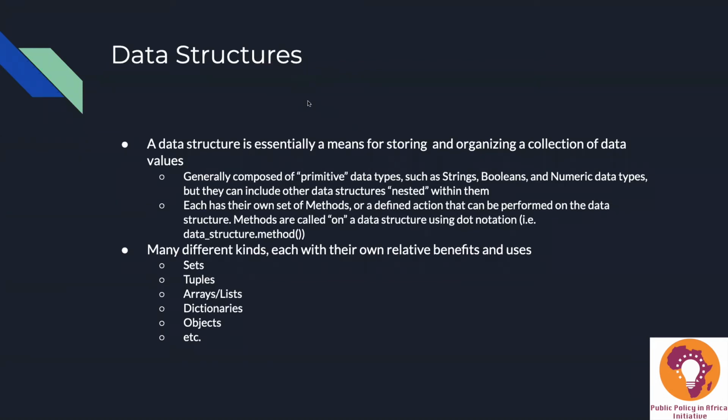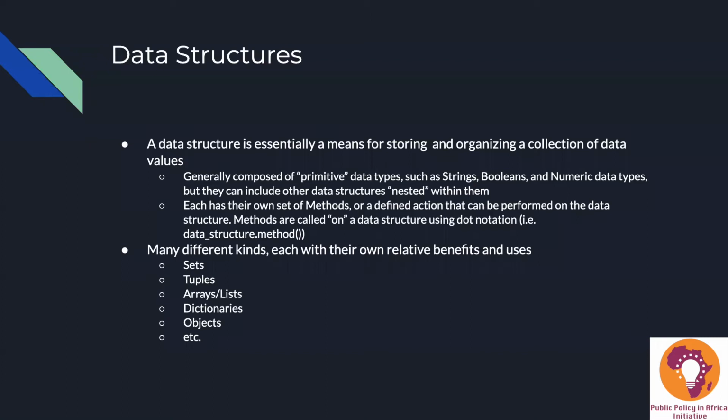All right, so just a real quick recap of what data structures are. A data structure is essentially a means for storing and organizing a collection of data values. They're generally composed of primitive data types such as strings, booleans, and numeric data types, but they can include other data structures nested within them. And we're going to see that later today.